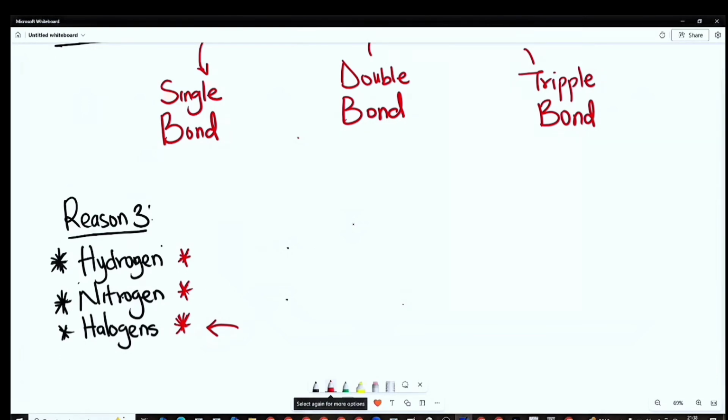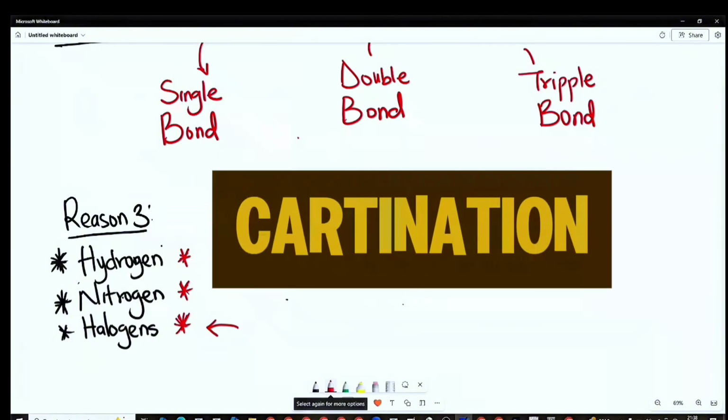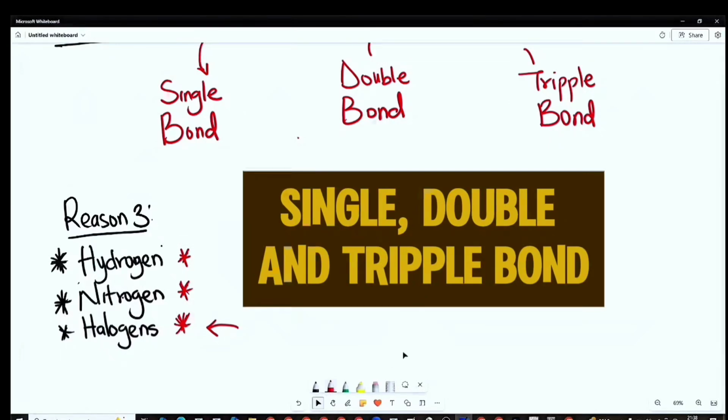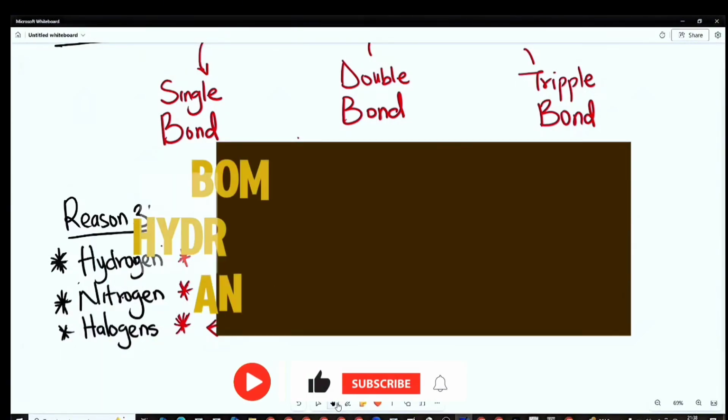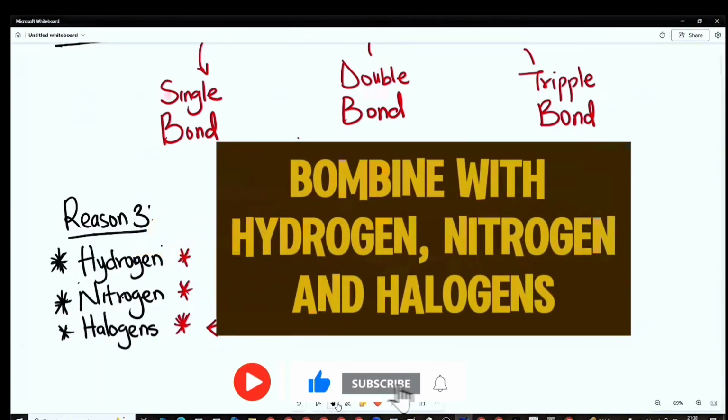So if you are asked, maybe in school or in an exam, to give reasons as to why carbon is used in organic chemistry, why carbon and hydrogen are the main, aside from it being a hydrocarbon, you can say number one, because of catenation; number two, because they have the ability to form single, double, and triple bond; number three, they have the ability to combine with hydrogens, nitrogens, and the halogens.